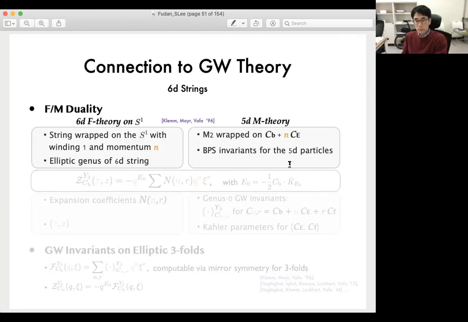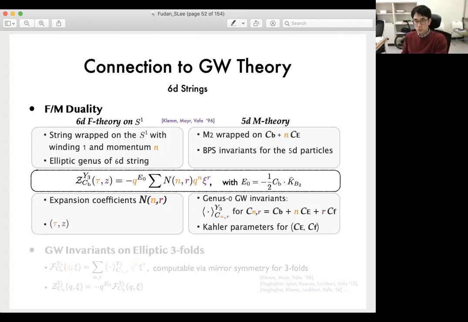To be more precise, we consider a U1 refined elliptic genus, which we expand in two fugacity parameters, Q and C. And I denote this object as ZY3CB by specifying the elliptic Calabi-Yau and the type of the string in terms of the curve class. Then the expansion coefficients, these ends, are the Gromov-Witten invariants on Y3 for the curves C sub n r, which are CB plus n times the full elliptic fiber CE plus r times another fibral curve class CF carrying a U1 charge as defined earlier.